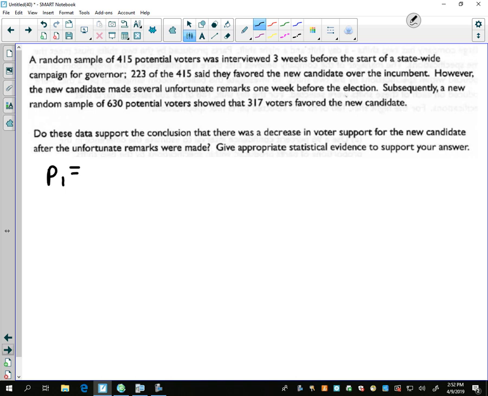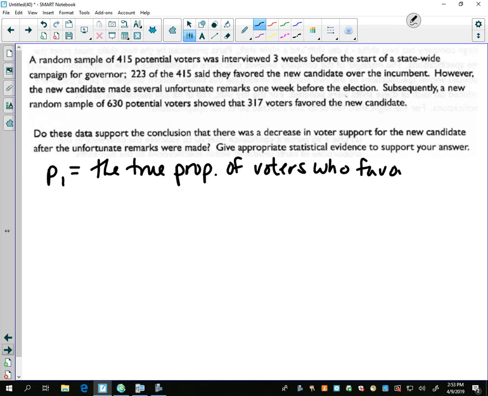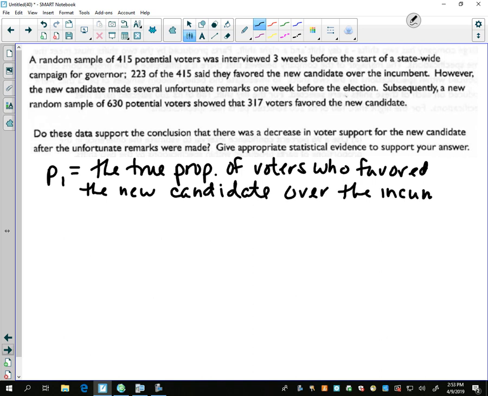So p hat 1 is the true proportion of voters who favored the new candidate over the incumbent three weeks before.